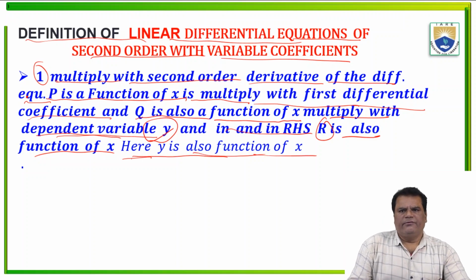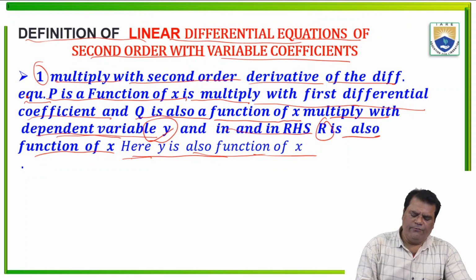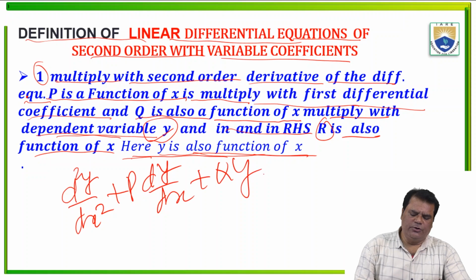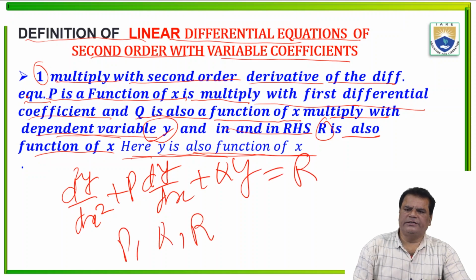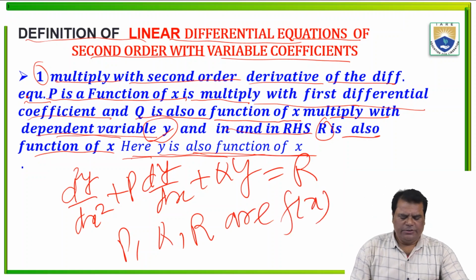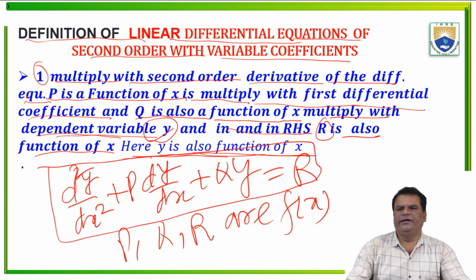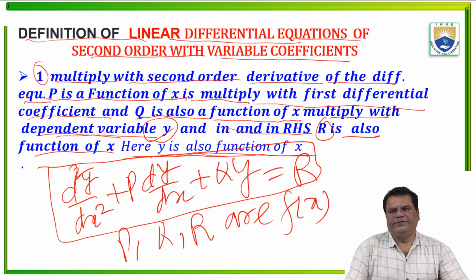X is the independent variable, and r and y are also functions of x. So here the general differential equation is d2y over dx2 plus p dy dx plus qy is equal to r. Here p, q, r are functions of x. This is the linear differential equation of second order with variable coefficient.